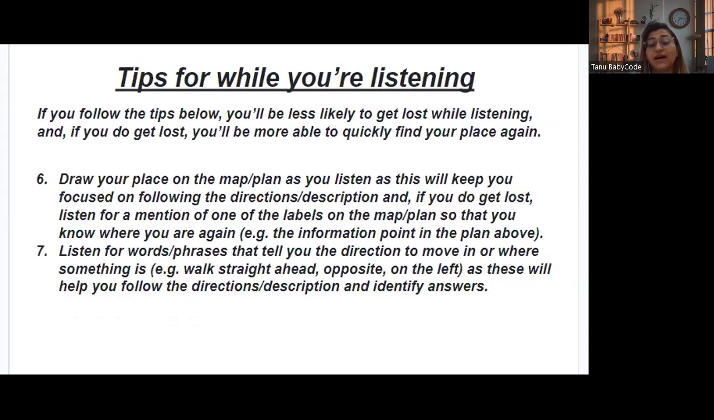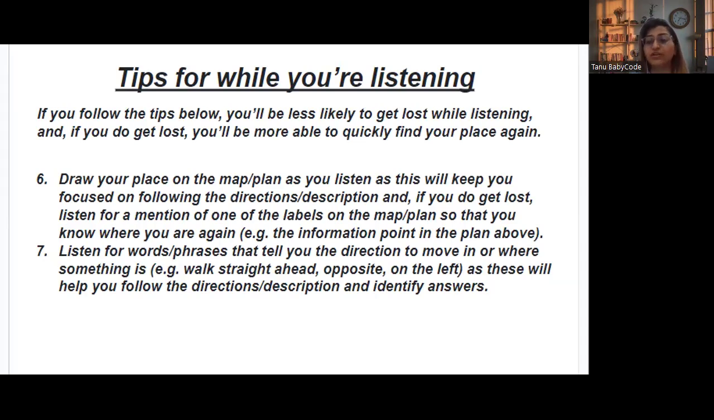Next are some tips which you need to remember while you're listening to your recording. If you follow these tips, you will be less likely to get lost during the listening part, and if you do get lost, you will be more able to quickly find your place again. Very first is draw your place on the map or plan as you listen, because this will keep you focused on following the directions or descriptions. If you do get lost, listen for mention of one of the labels on the plan so that you know where you are again, right?